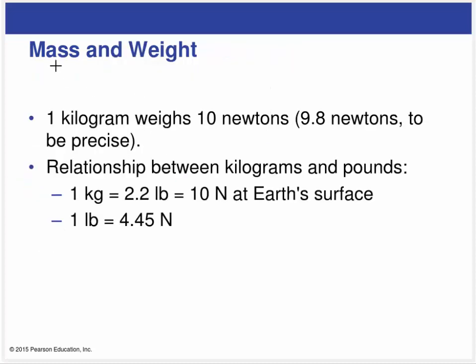Just to perhaps give you a better feeling for mass and weight, a kilogram is going to weigh 10 newtons, or actually 9.8 to be precise. Relating kilograms to pounds, we know that a kilogram is actually going to be 2.2 pounds, which is also going to be 10 newtons at Earth's surface, and we know that 1 pound is also going to be 4.45 newtons.